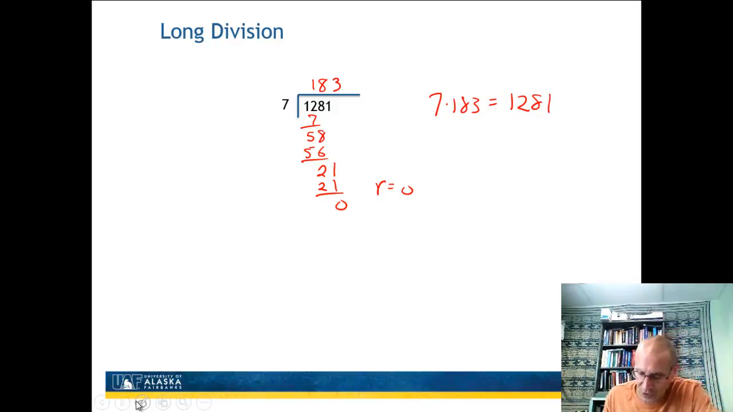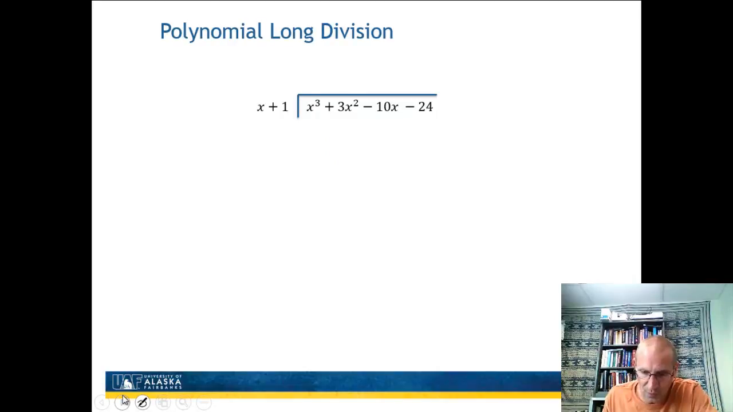Now we're going to do the same thing, but with polynomials. Let's look at how we do it with polynomials. Here's my function that I want to work with. What I'm doing is effectively deflating it, dividing it by this x plus 1 term. And so how do we do it? Well, we're going to use a similar idea.